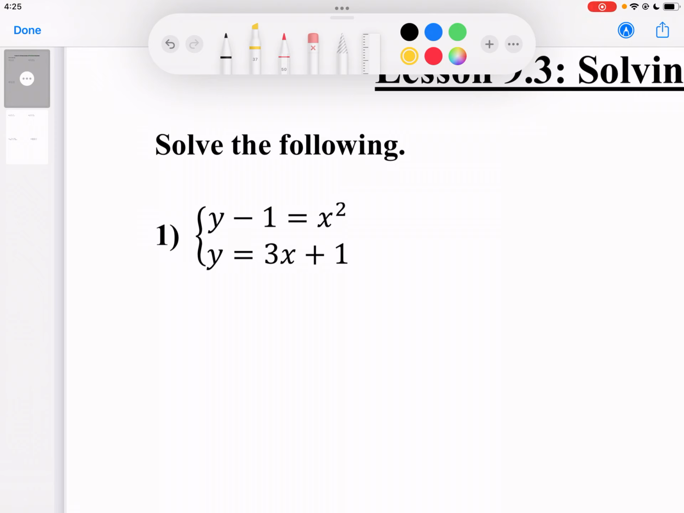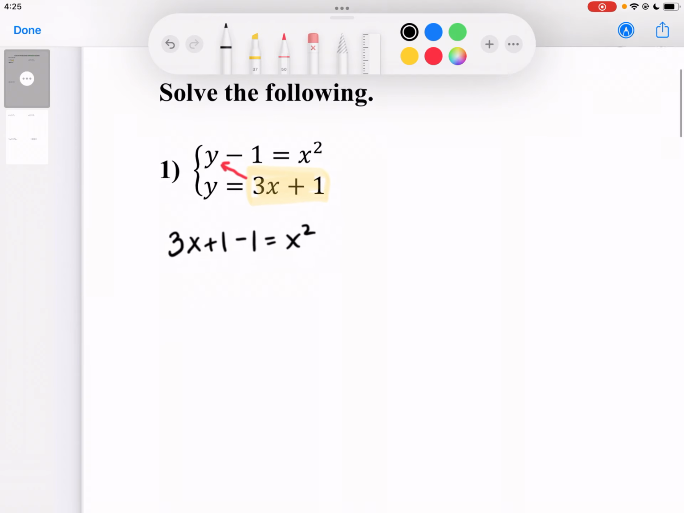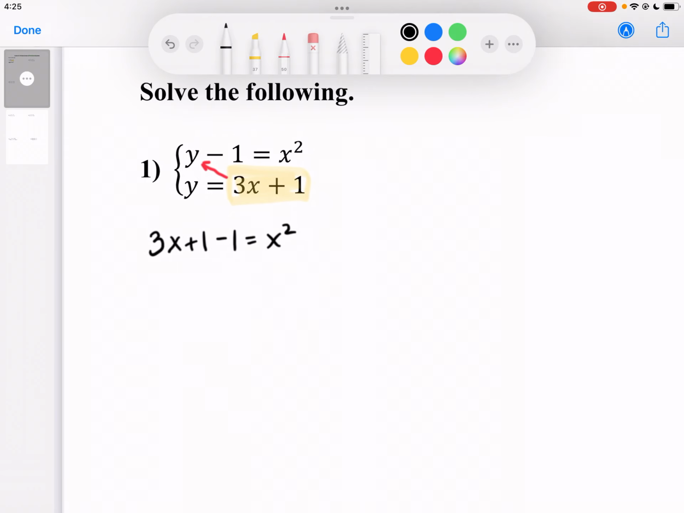For me, this one looks really well set up for substitution since y is already isolated. So I'm going to plug that 3x plus 1 in for the y value, and then we're going to solve that. I'm going to combine like terms. We get 3x equals x squared.